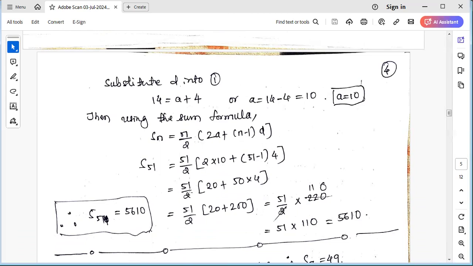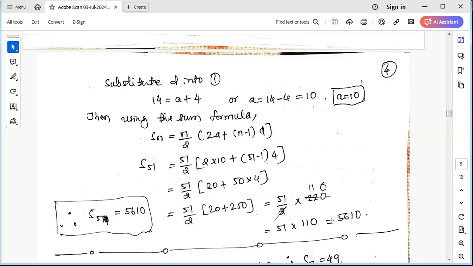This is equal to 51 divided by 2 into 2 into 10, which is 20, plus 51 minus 1, which is 50, into 4. Or this is equal to 51 divided by 2 into 20 plus 50 into 4, which is 200. Or this is equal to 51 divided by 2 into 200 plus 20, which is 220. So you can cancel here, 2 ones are 2, 2 twos are 4, so it becomes 110. So this is equal to 51 into 110.